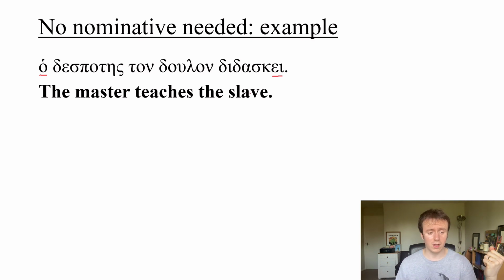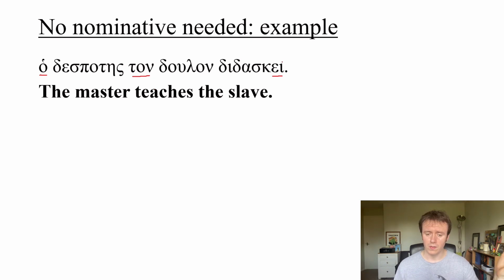And of course we know that the slave is the object, that is to say he's on the receiving end of the action, he's the one being taught, because of the fact that ton is masculine accusative singular. In the future, we'll learn how nouns change their endings, but right now we're using the definite article as a key to know which case the noun that follows it is in. And we're also using it to know whether the noun that follows it is singular or plural. And that's how we know that this sentence means the master teaches the slave.